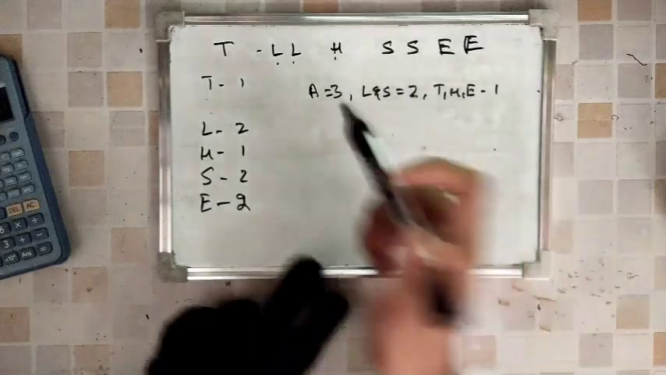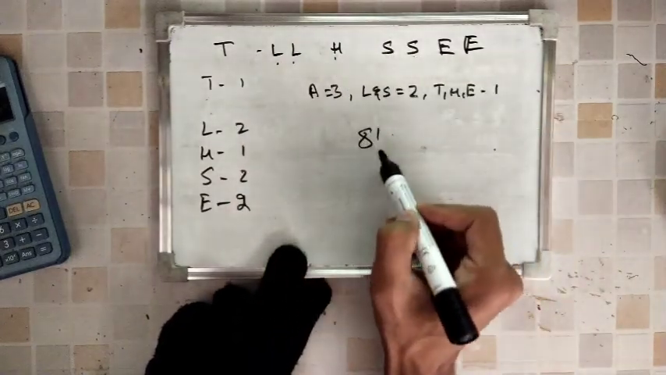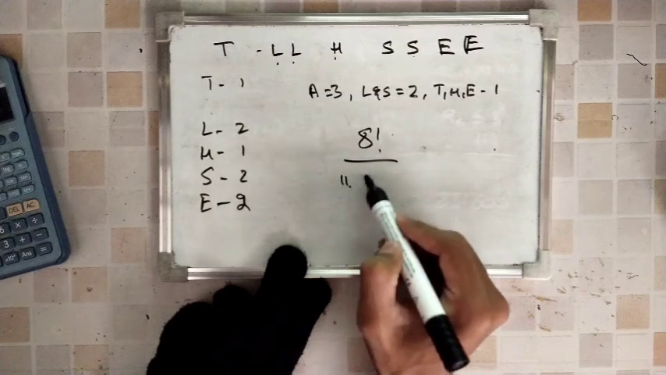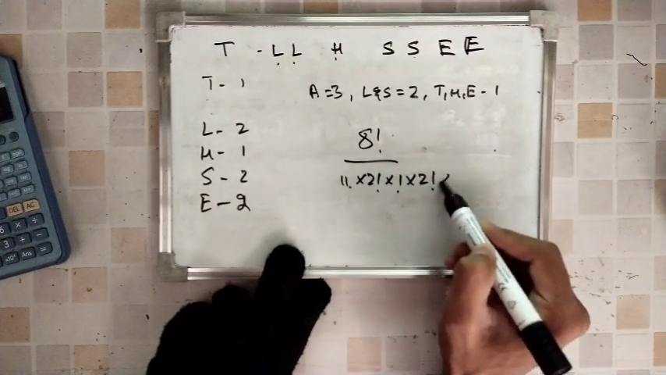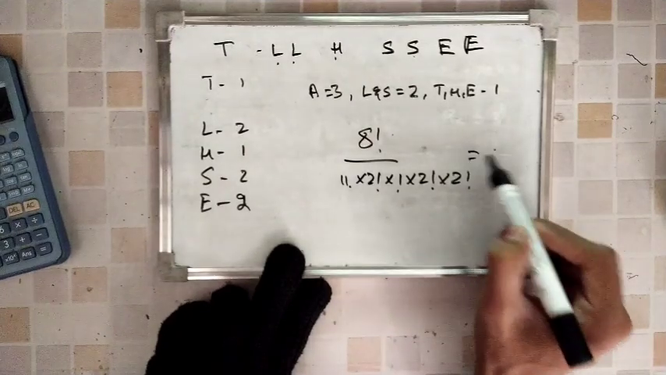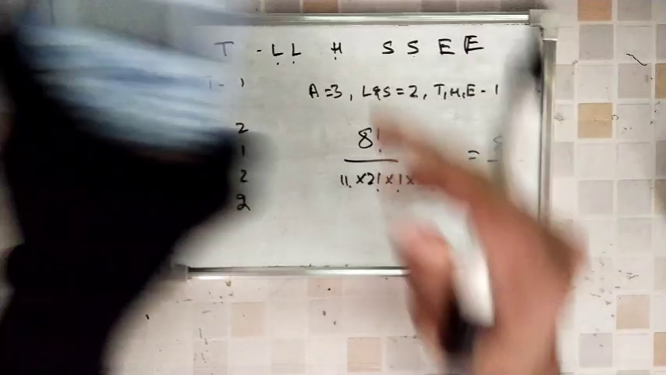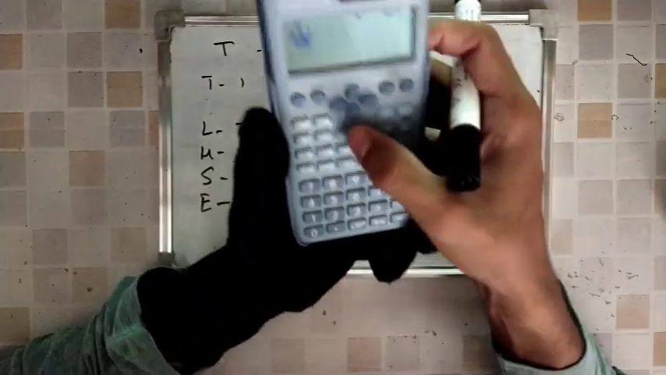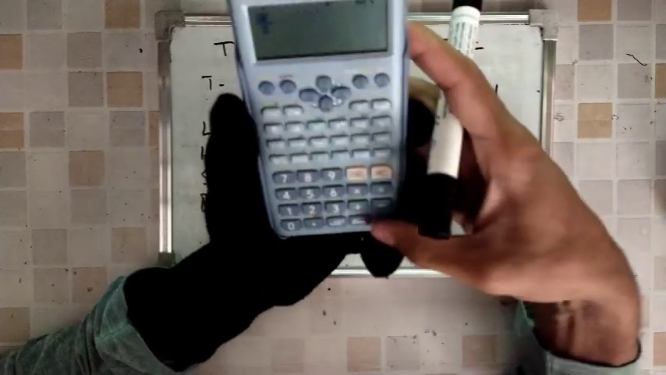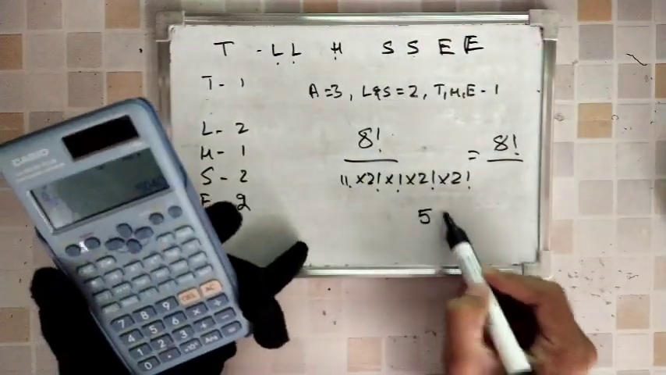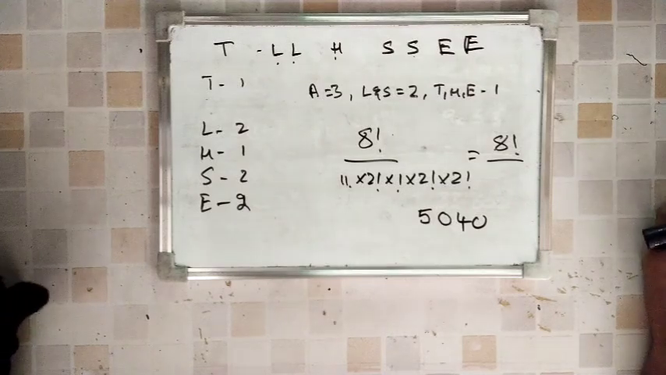Now see here, how many letters are there? 1, 2, 3, 4, 5, 6, 7, 8. 8 factorial divided by 1 factorial into 2 factorial into 1 factorial into 2 factorial into 2 factorial. This is your answer, which is nothing but 8 factorial divided by 2 to the 4, 4 to the 8. So it will be nothing but 8 factorial divided by 8, which is 5040. You will get that as your answer.